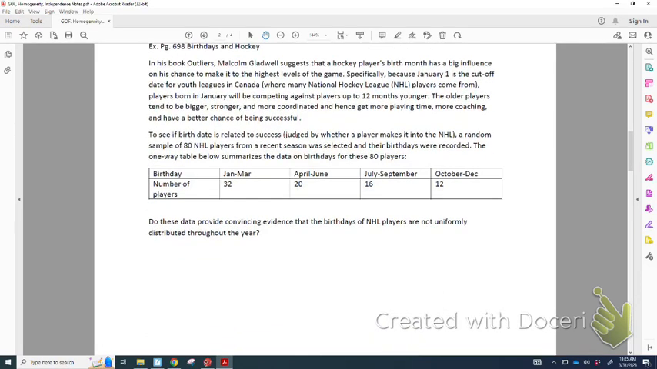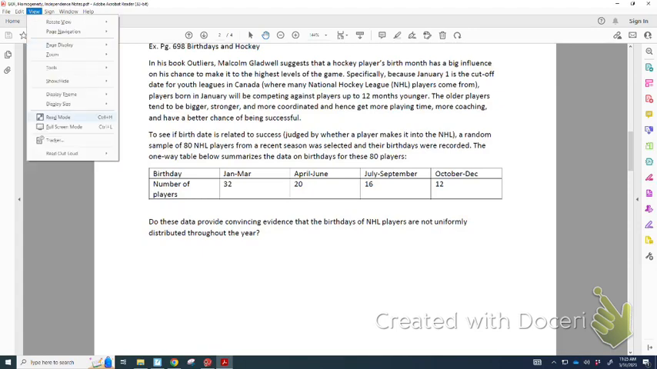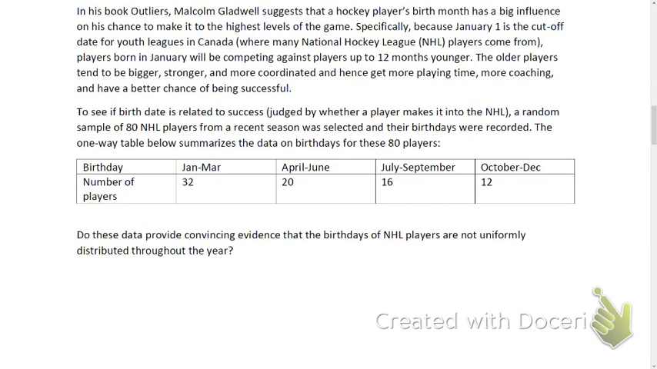Gladwell has this idea, or I shouldn't even say it's an idea, I think he's proven it, that many hockey players are born in the first quarter of the year. And that's so that they're bigger and stronger when they're younger. And they just get better playing time, get better hockey experience, I should say. So the big question is, is that the case? Are birthdays uniformly distributed throughout the year? So he breaks them into quarters, and we test it.